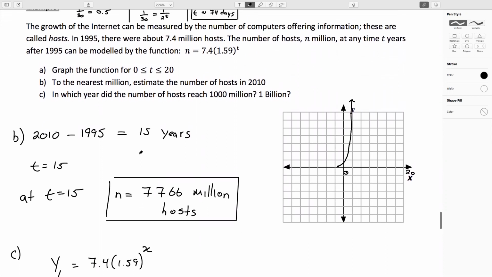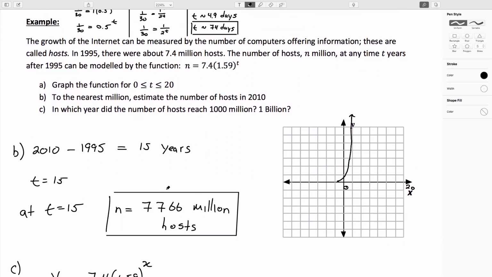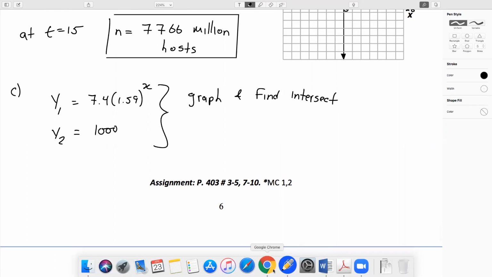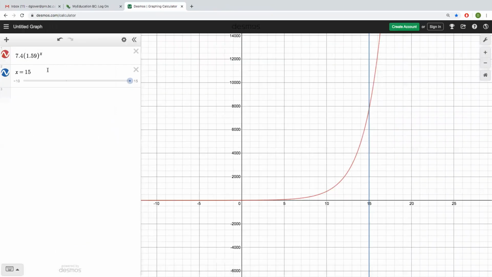Since y is going to be in number of millions, we need to make n equal to 1,000. And we just have to remember that 1,000 actually represents 1,000 million, not 1,000. So what we're going to do is graph these two and find the intersect. So we go back to Desmos. We've already got the top function, but this one now has to be 1,000.